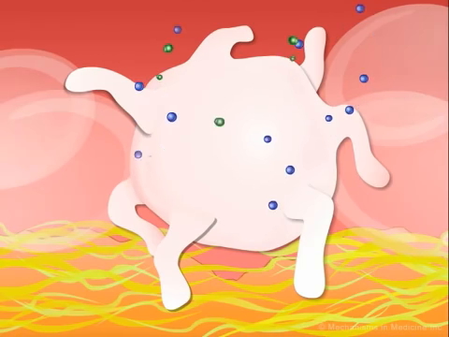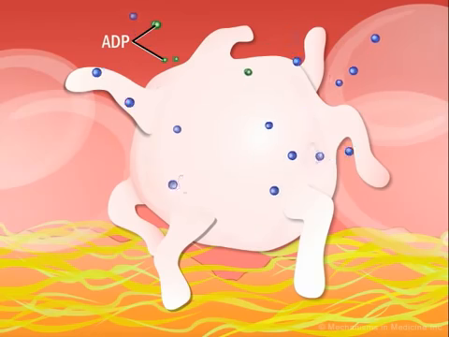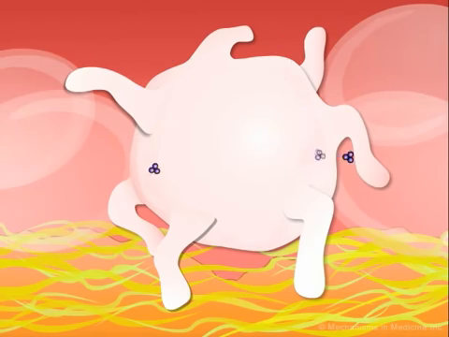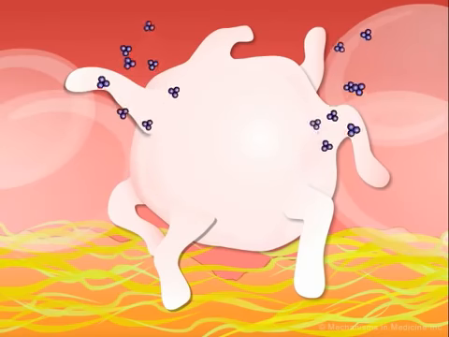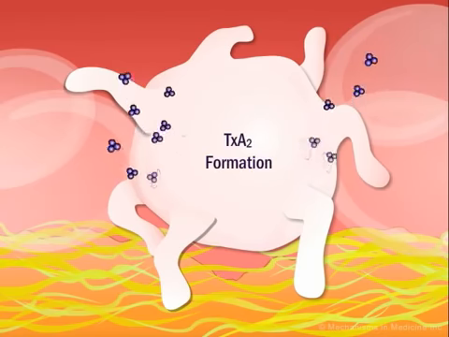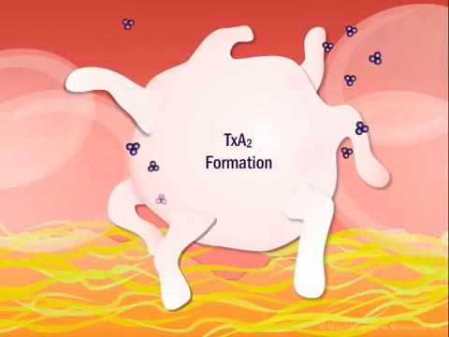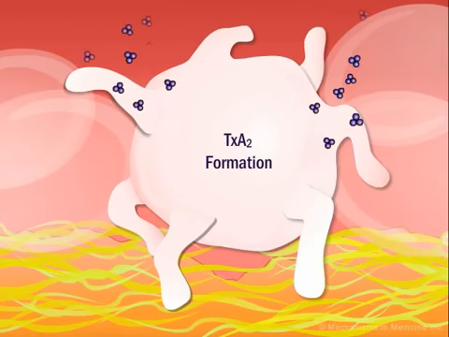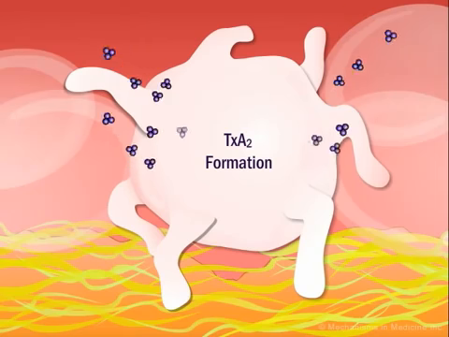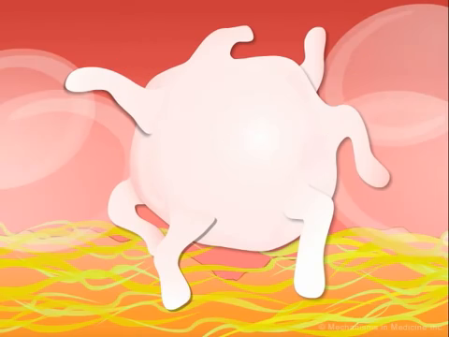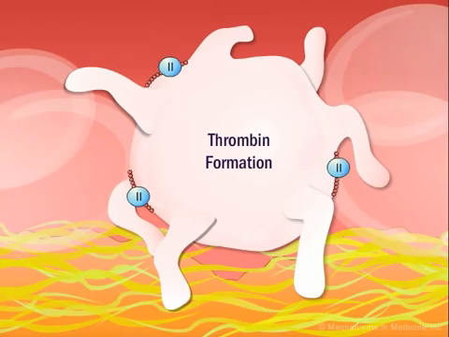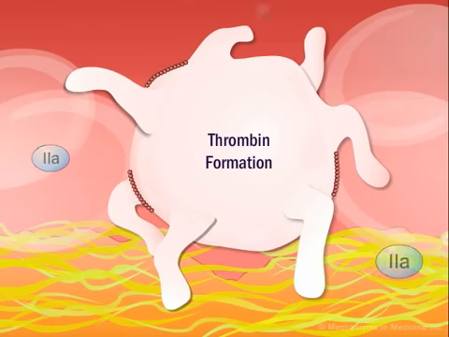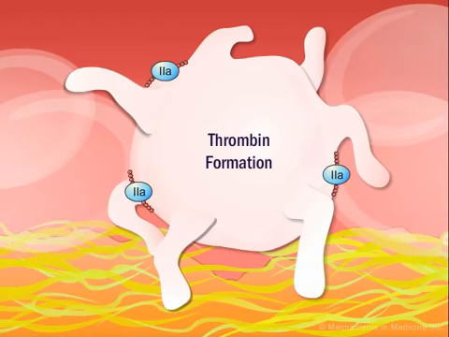For example, the aggregating agent ADP is released from the dense granules. Platelet activation stimulates the formation of another aggregating agent, thromboxane A2, abbreviated here as TXA2, via the arachidonic acid cascade. Details are shown in Figure 26.5. The most potent platelet aggregating agent, thrombin, shown here as factor 2a, is formed via the coagulation pathway from prothrombin, or factor 2, on the procoagulant surface of the activated platelet. Details are shown in Figure 26.6.